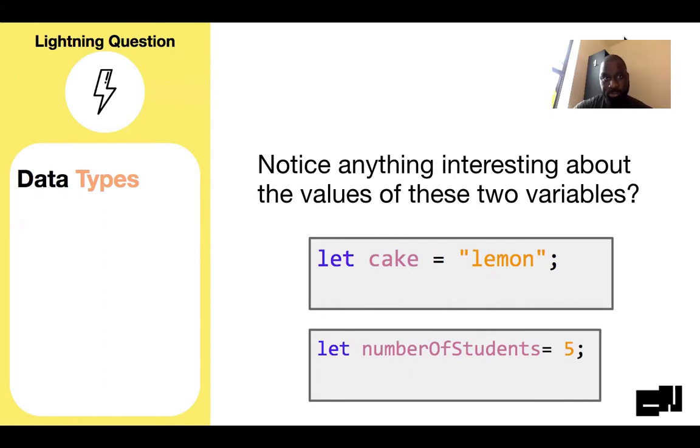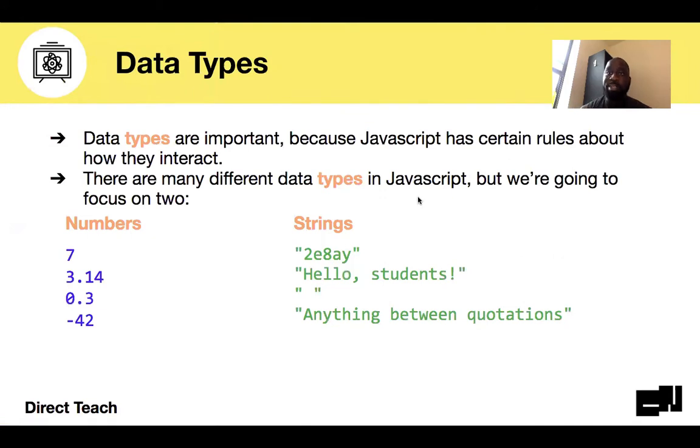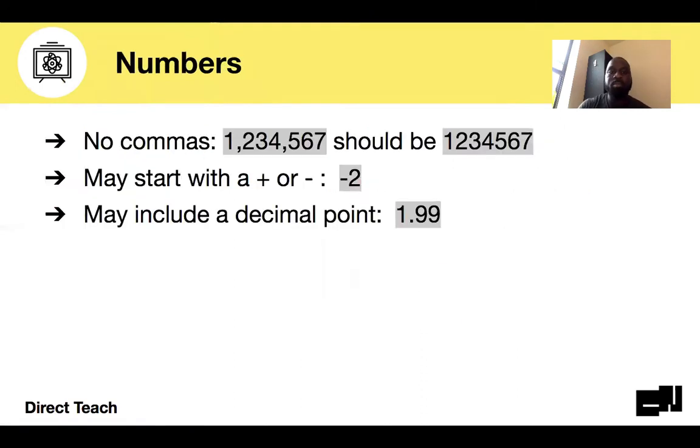A little different, all right? In case you remember from last year, there's different data types, all right? One of the data types that you should have learned is numbers. So these are numbers on the left. Another you should have learned are strings, all right?